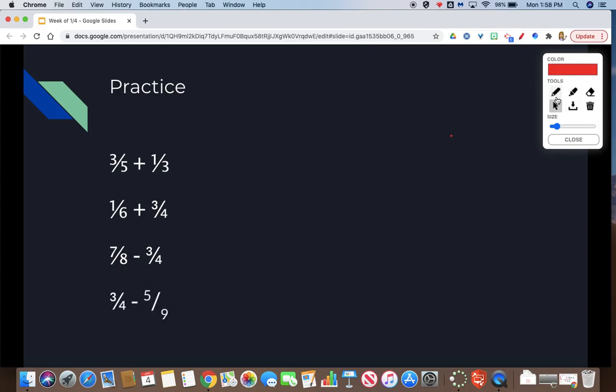All right, you guys, one more problem we're going to try together. 3/4 minus 5/9. If you're feeling good about this process, go ahead and pause and try this one on your own and then press play when you're ready to see the answer. If you want to stay and walk through this one with me, feel free to do that as well.